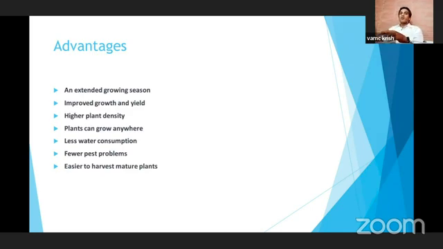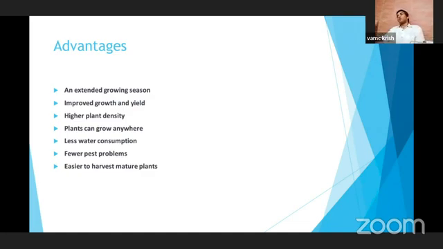That is an advantage of hydroponics. Again, plants can grow anywhere, like indoor, outdoor, and balcony, because whatever nutrition we are giving, that way we can grow anywhere. But we need to take care of pests and temperature.